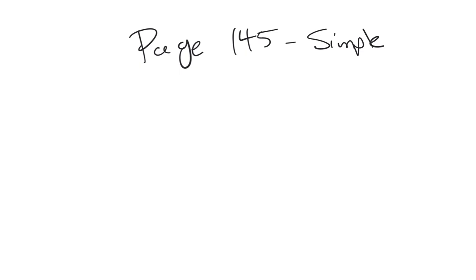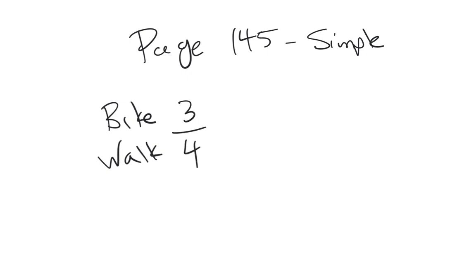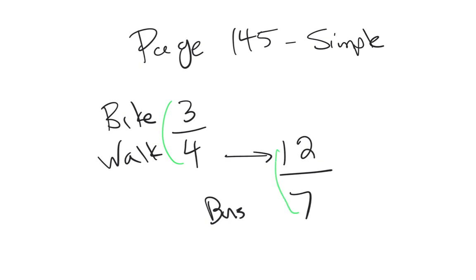You have bikers, two walkers with a ratio of 3 to 4. And then you also have the walkers being part of a ratio of 12 to 7. So the walkers is also 12, and then this is going to be your bus. So there's two different ratios going on here. You got this ratio and this ratio.